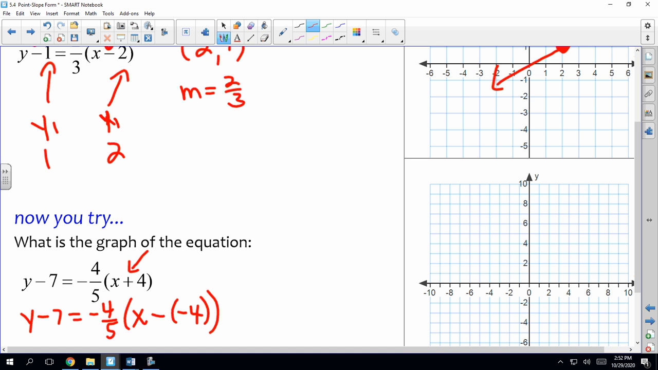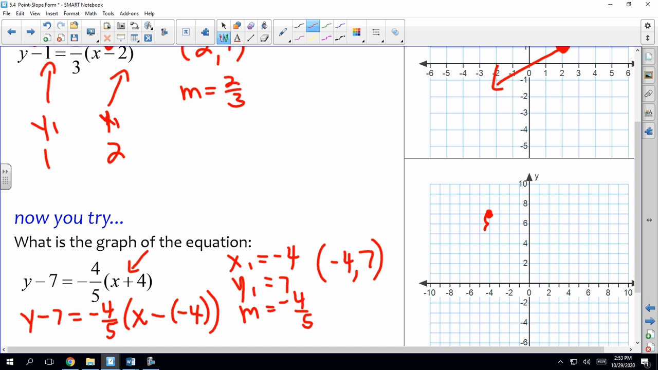We're going to end up taking x1 to equal the opposite of the sign you're seeing in the formula for that reason. So x sub 1 is negative 4, y sub 1 is equal to 7, and m is equal to negative 4/5. So I've got the coordinate negative 4, 7 is where I'm going to start. So I'll go 4 left, 7 up, place a dot there. So from that dot, go down 4, and right 5. Place a dot there, draw the line through.